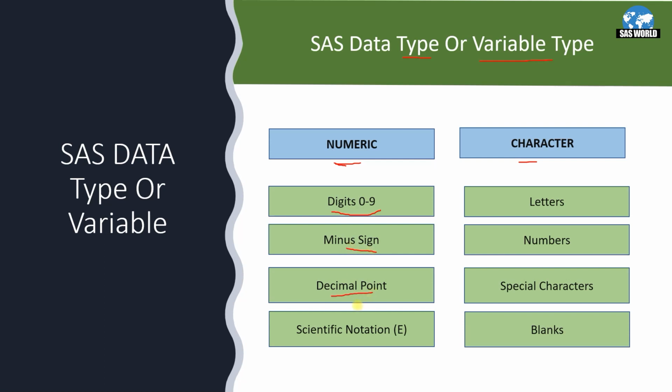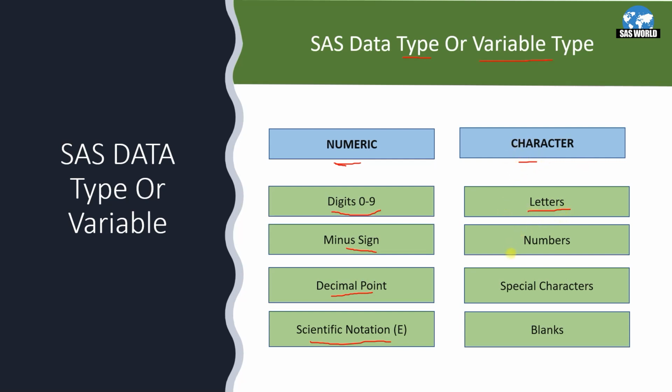Decimal point, it can show, but you need to apply the format. And last is scientific notation. So E notation will also show along with the numbers. When your number is long, SAS converts that number into scientific notation, or we call it E notation. Then we talk about the character variable type.